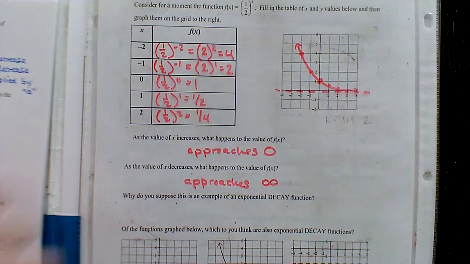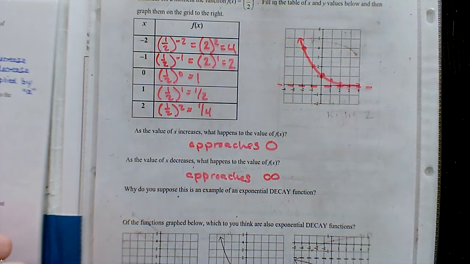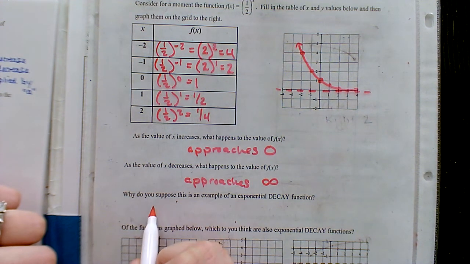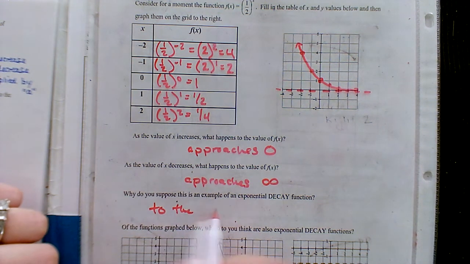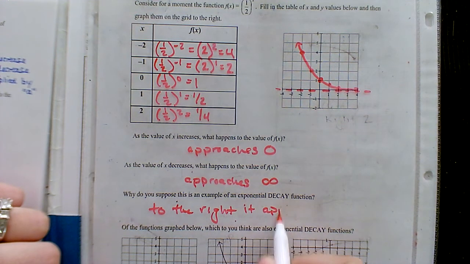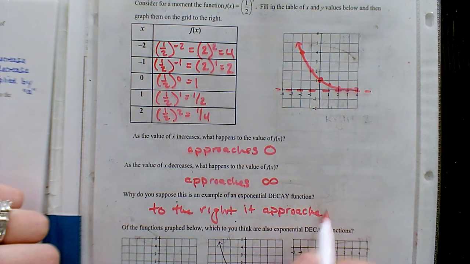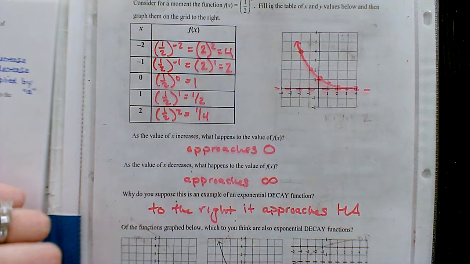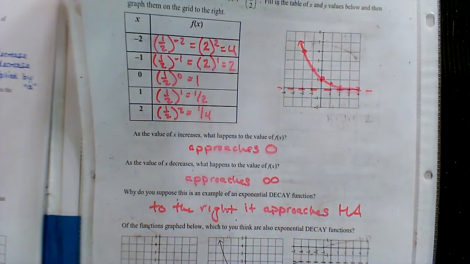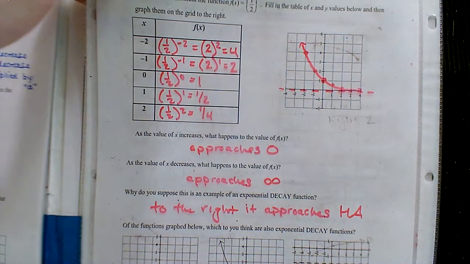Why do you suppose this is an example of decay? There we go. So to the right, it approaches the horizontal asymptote. Perfect. Okay. So this parent function was a decay example.